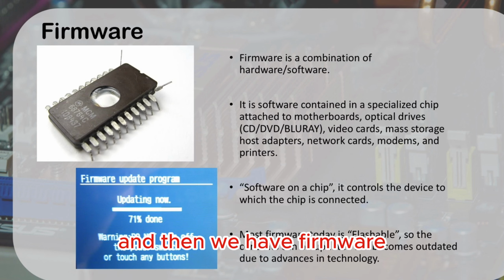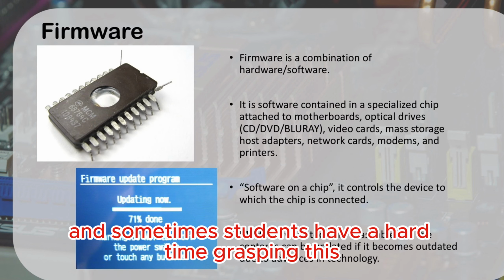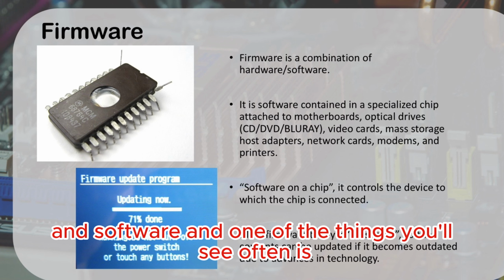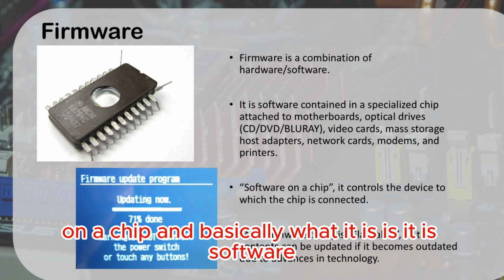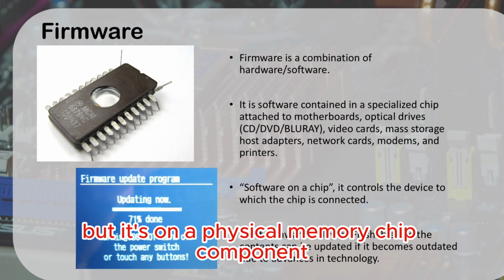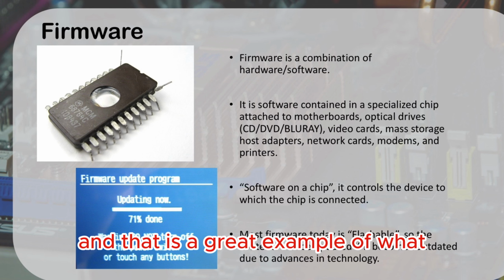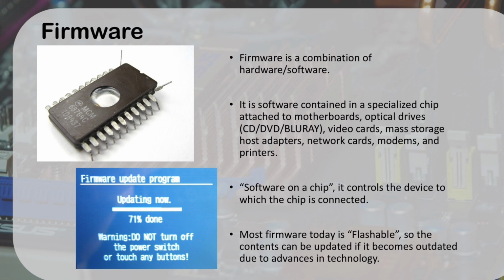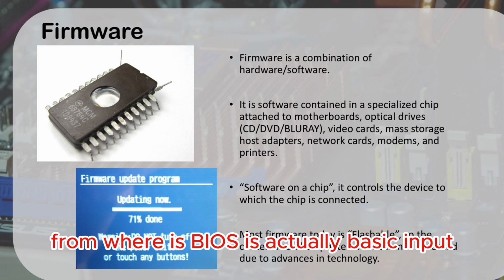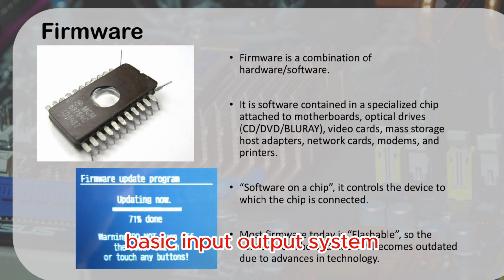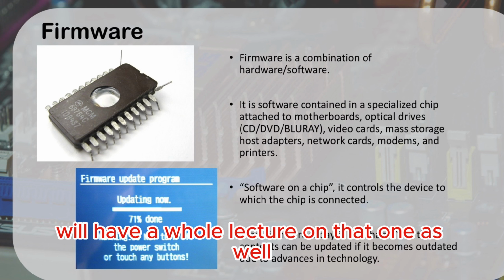And then we have firmware, and firmware is kind of weird, and sometimes students have a hard time grasping this, but it's really a combination of both hardware and software. One of the things you'll see often is they'll call it software on a chip. Basically, it is software, but it's on a physical memory chip component. We have a thing called BIOS, and that is a great example of what firmware is. BIOS is actually basic input output system. We'll have a whole lecture on that one as well.